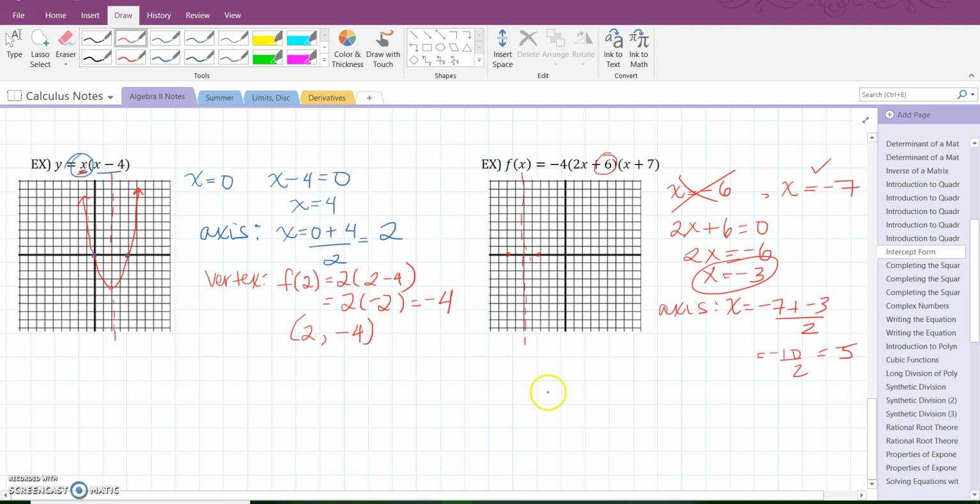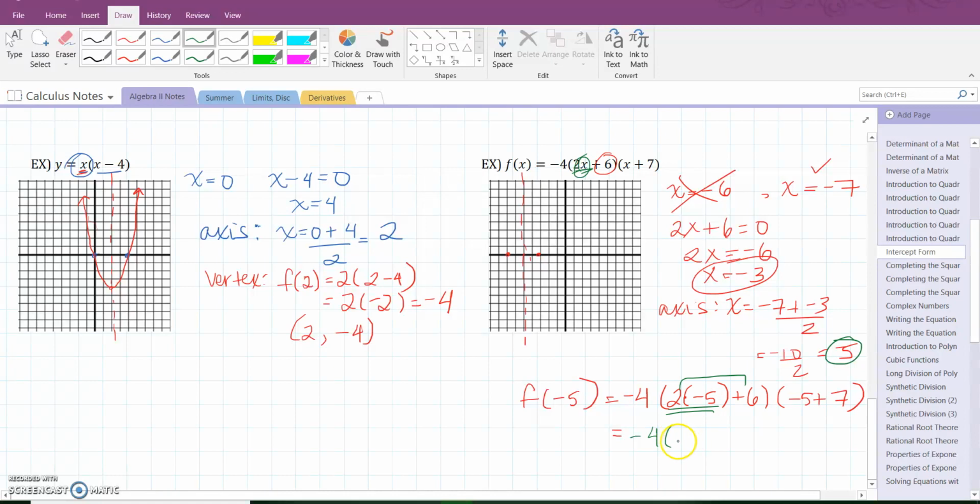And then the last thing is to get your y value. Just be careful when you plug negative 5 into here that you're going to multiply by 2 right there. So just watch your order of operations. So this is negative 10 plus 6, which is negative 4. And then negative 5 plus 7 is a positive 2. So negative 4 times negative 4 is 16 times 2 is 32.